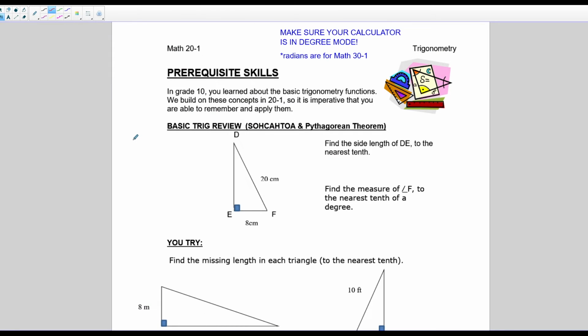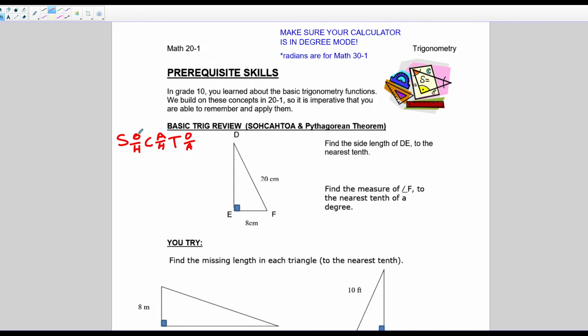So before we get into the new 20-1 content, let's go ahead and review some of the content from previous courses. Looking at our two main tools for dealing with triangles, we have SOHCAHTOA and the Pythagorean theorem. Once again, SOHCAHTOA, we can rewrite like this: SOH, CAH and TOA. And this is really just an acronym to help us remember our three primary trigonometric ratios.